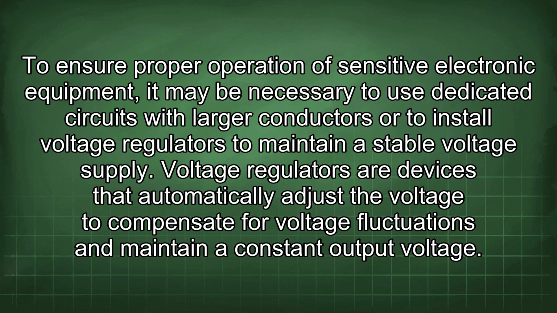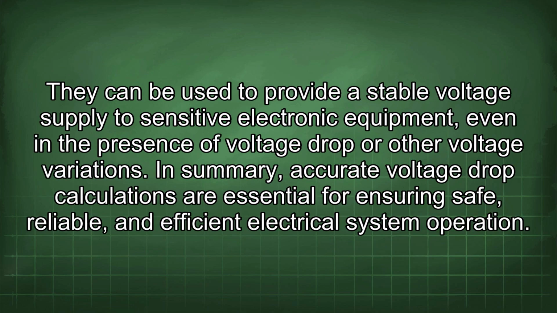Voltage regulators are devices that automatically adjust the voltage to compensate for voltage fluctuations and maintain a constant output voltage. They can be used to provide a stable voltage supply to sensitive electronic equipment, even in the presence of voltage drop or other voltage variations. In summary, accurate voltage drop calculations are essential for ensuring safe, reliable, and efficient electrical system operation.